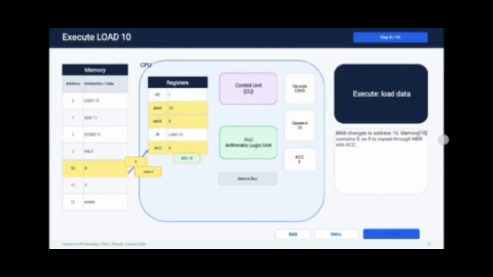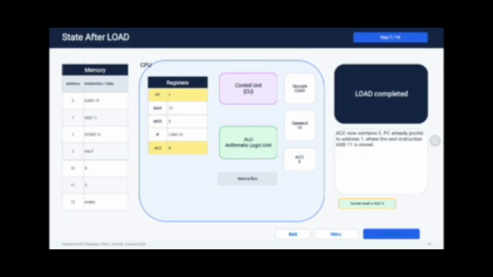Now I will explain the execute process and the final result of our simulator. After the instruction load 10 is decoded, the CPU executes it. Memory address 10 contains the value 5. This value is moved into the accumulator or ACC. So now the ACC contains 5.